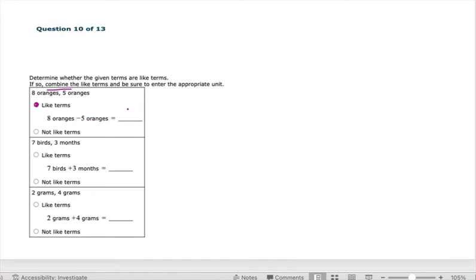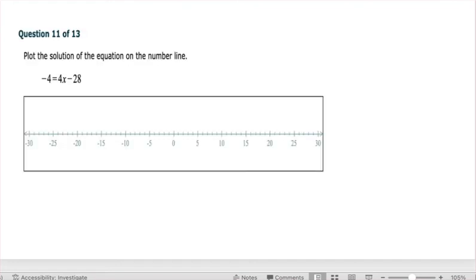So we're going to just put 3 oranges here. We can do the math. And right here, they're using combine to mean do the math. Okay? Birds and months, they're not like terms. Grams and grams, they are like terms, so we can do the math. 6 grams. Okay, so that's all you had to do for that one.